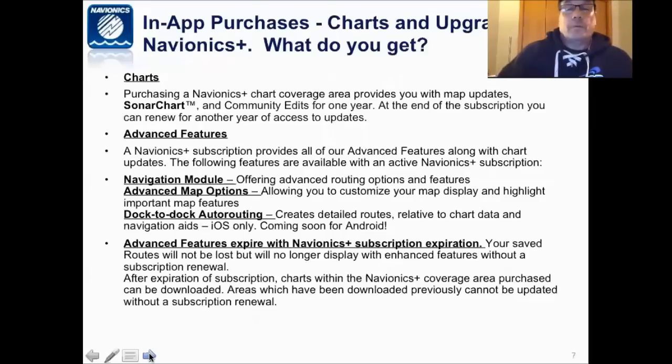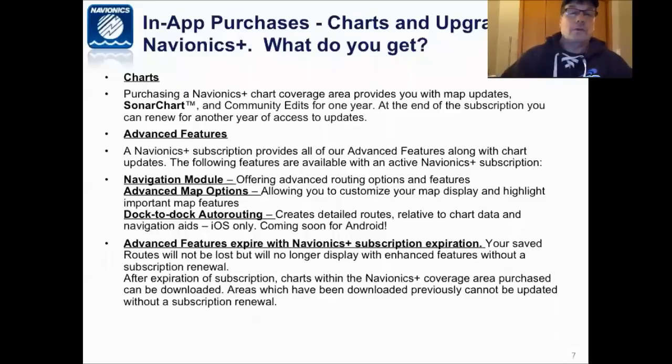So, the in-app purchase or chart upgrades for Navionics Plus. This is that pop-up you'll see in the free version. On the basic boating app, you'll get the lake outlines, but you won't get the lake contours. So purchasing the Navionics Plus chart coverage area provides you with updated maps, with map updates called SonarChart community edits for one year.